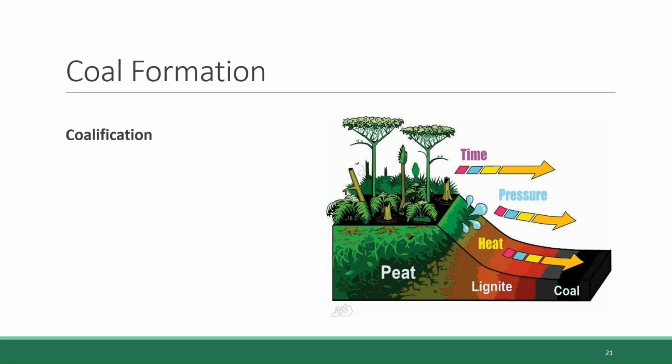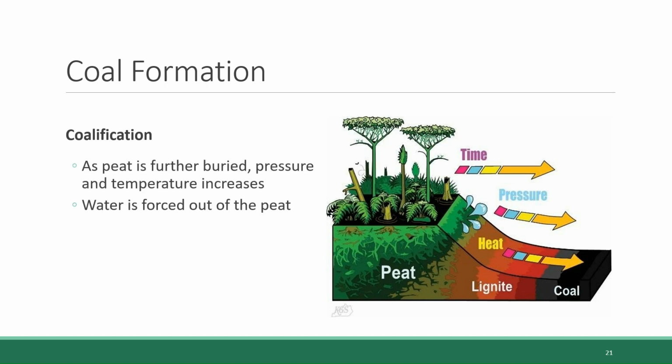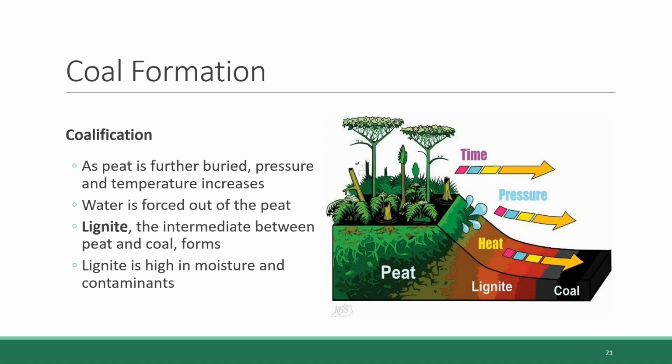And then the next step is called coalification, which is where the peat becomes further buried by accumulating layers, and the pressure and temperature increases among the peat layers, which forces out water and leads to the formation of a material called lignite, which is the intermediate between peat and true coal. Lignite is considered to be the lowest quality of coal because it is high in moisture and contaminants.